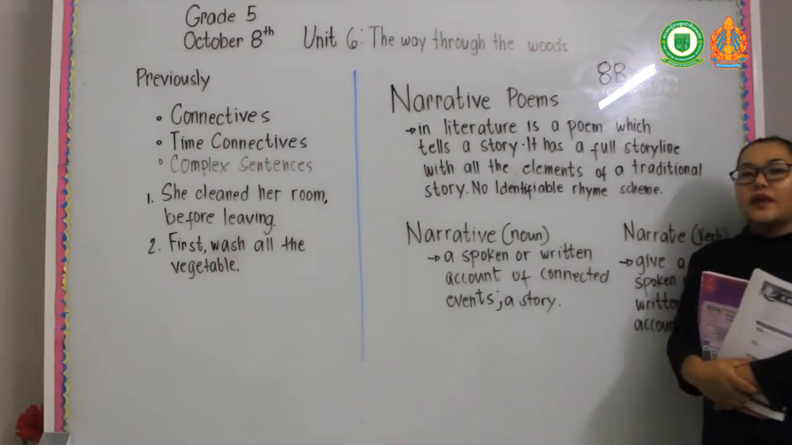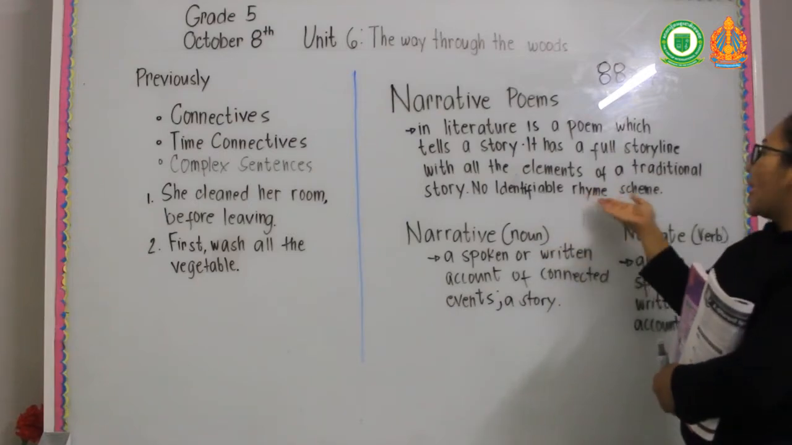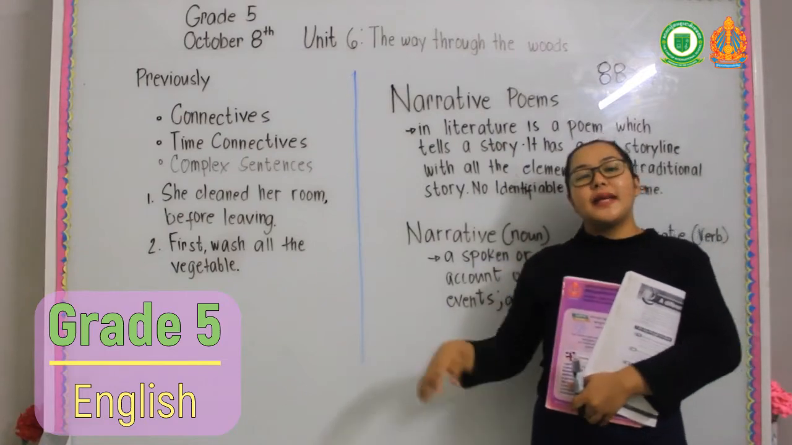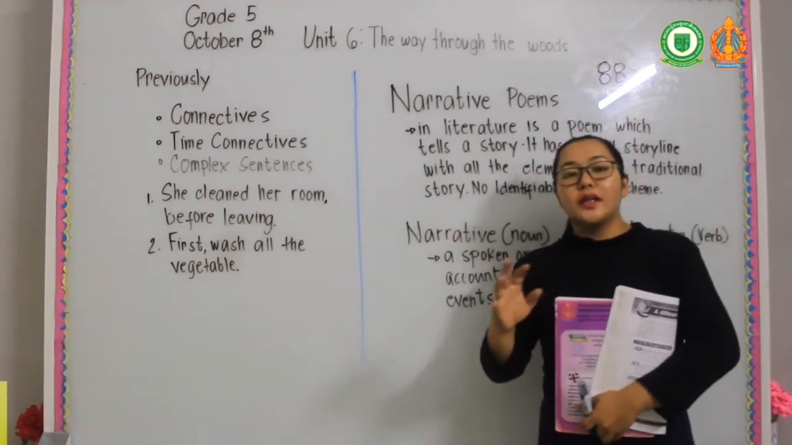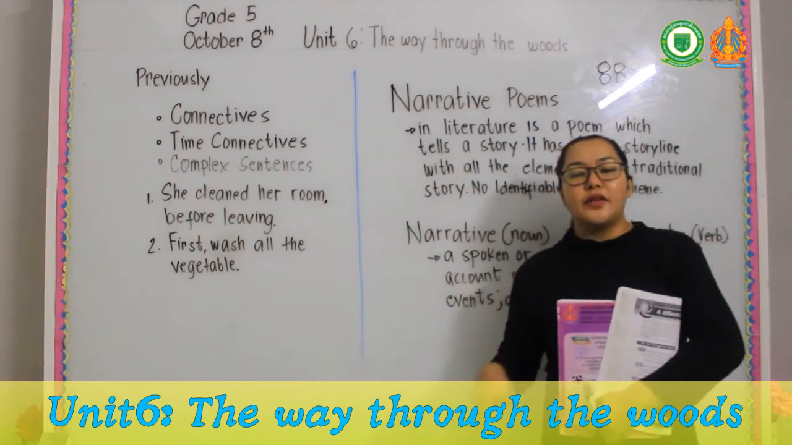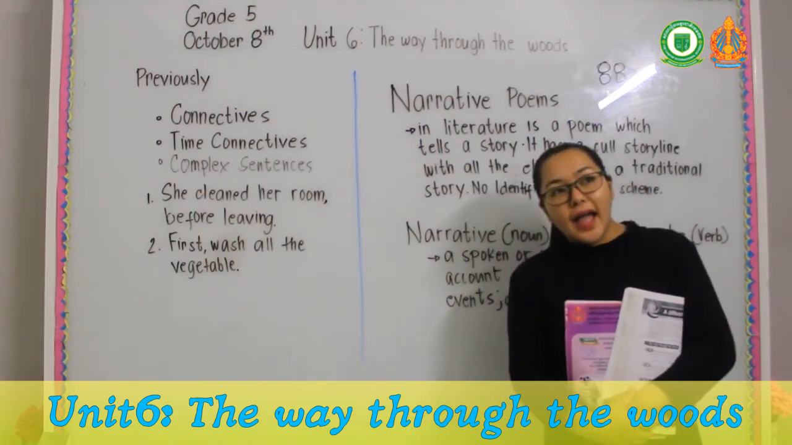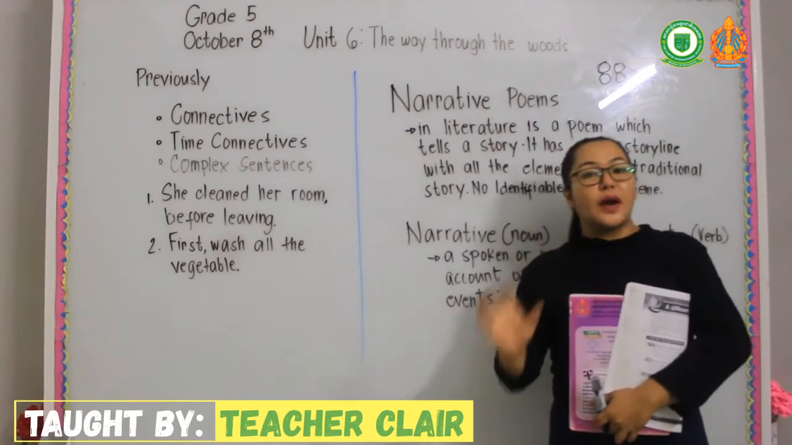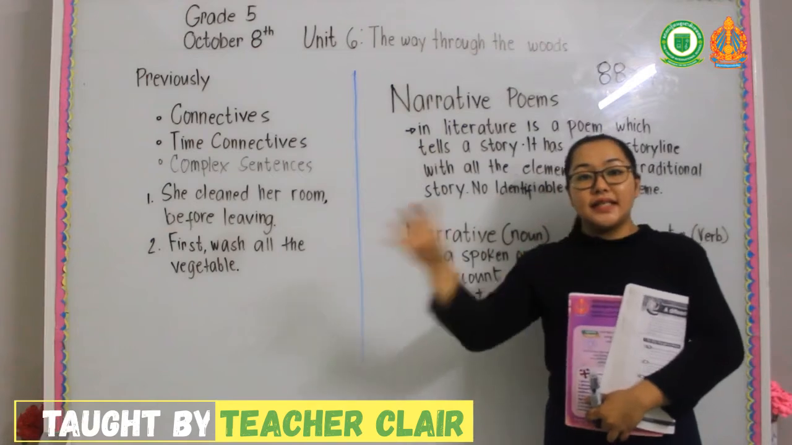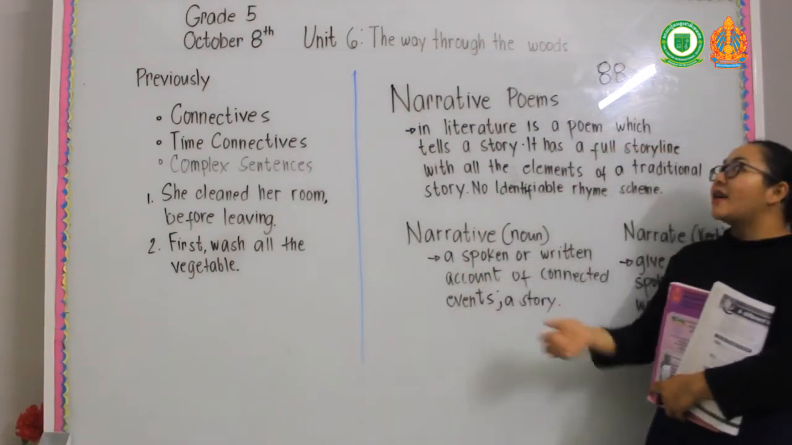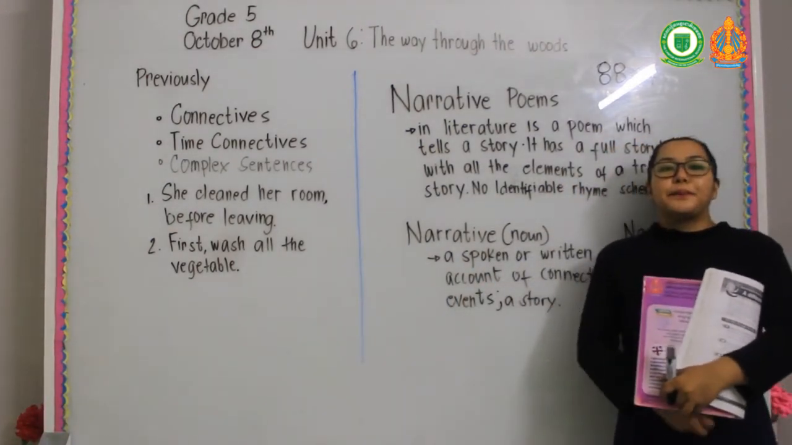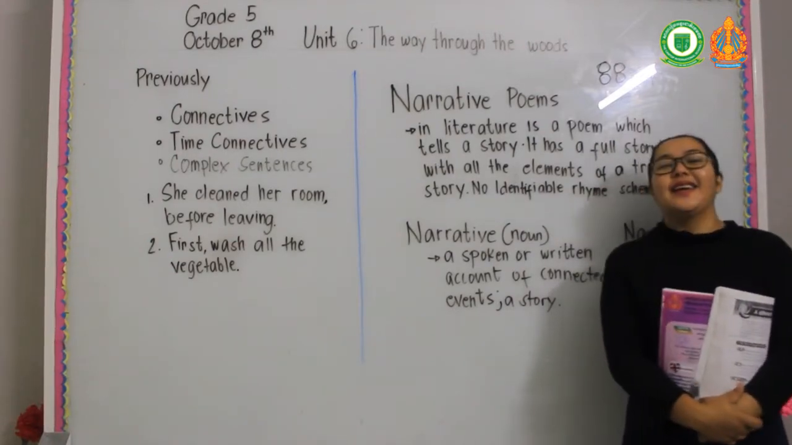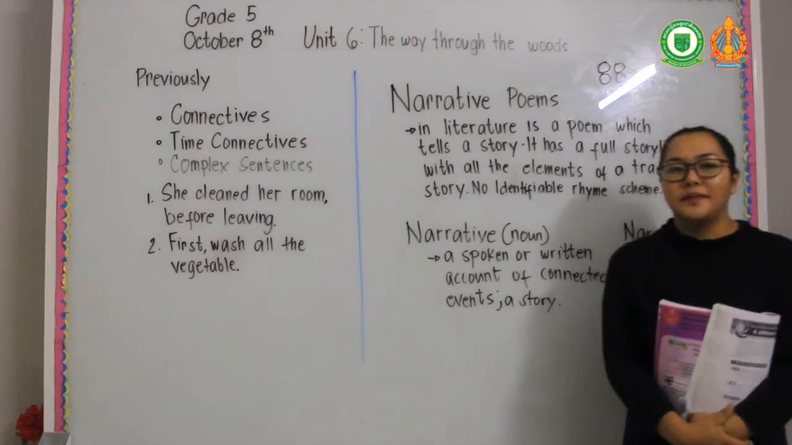It has no identifiable rhyme scheme. When we talk about poems and rhymes, it normally includes words that rhyme together, like cat, bat. The cat ate a bat. There are rhyming sounds in that sentence, right? However, a narrative poem doesn't really have to have a rhyme scheme, but still we call it a poem, right?